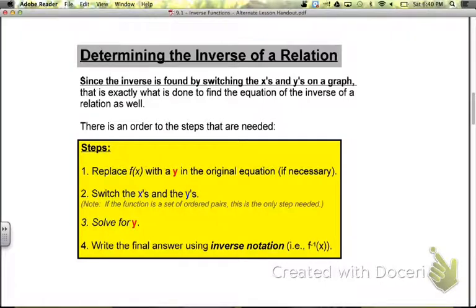So we have a couple steps here to follow. Your first step is going to replace your f at x with a y in the original equation if necessary. Number 2, you want to switch the x and y's. Then you need to solve for your y. And your last step is to write your final answer using your inverse notation, so your f inverse of x.